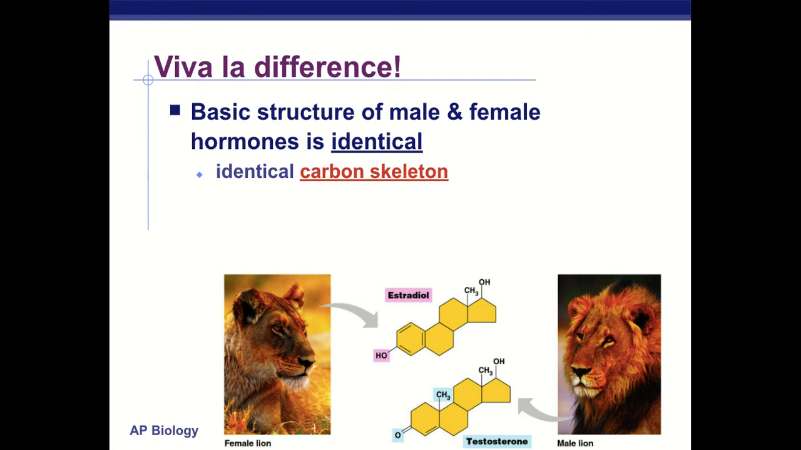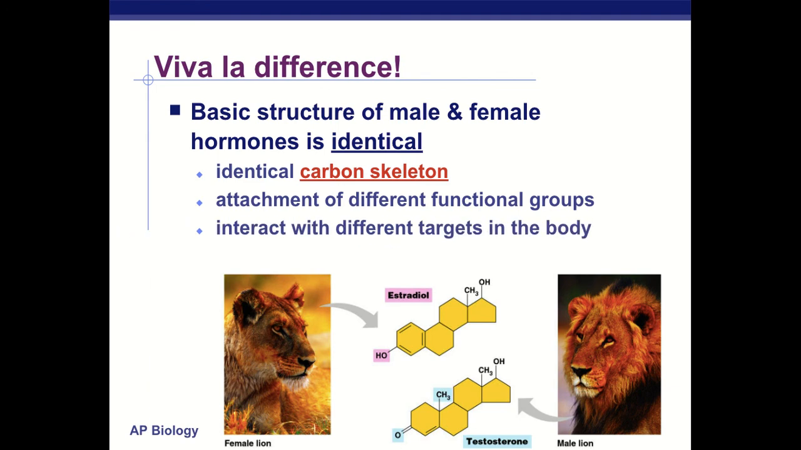However, the functional groups that are attached to them make them behave very differently in how they interact in the body. The estradiol has a hydroxyl on it, and then the testosterone has a methyl group and a carboxyl group on it. And of course, like I said, the functional groups result in different effects on your body.